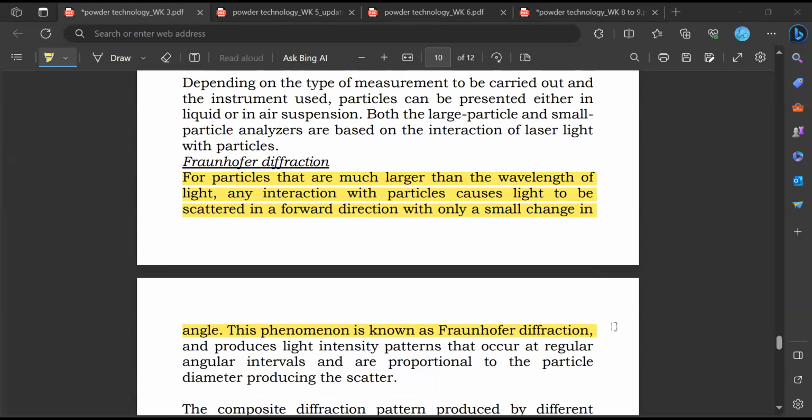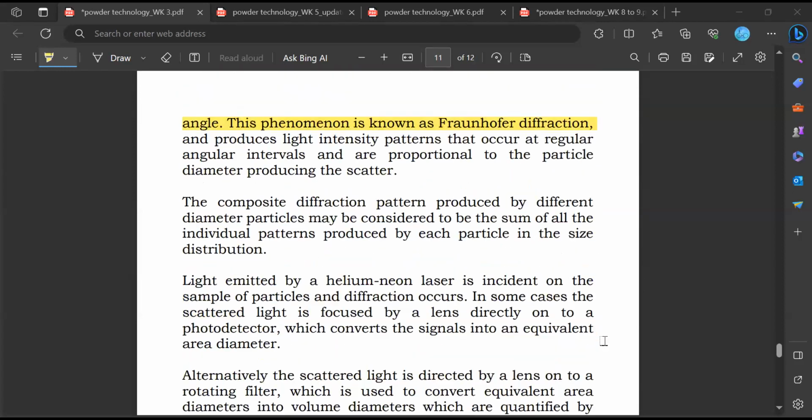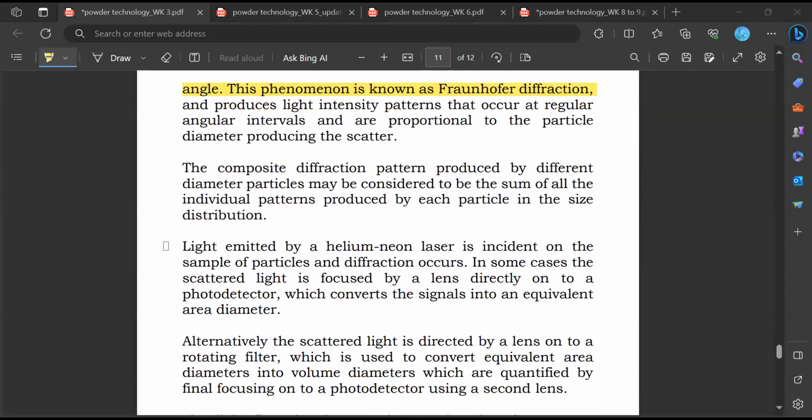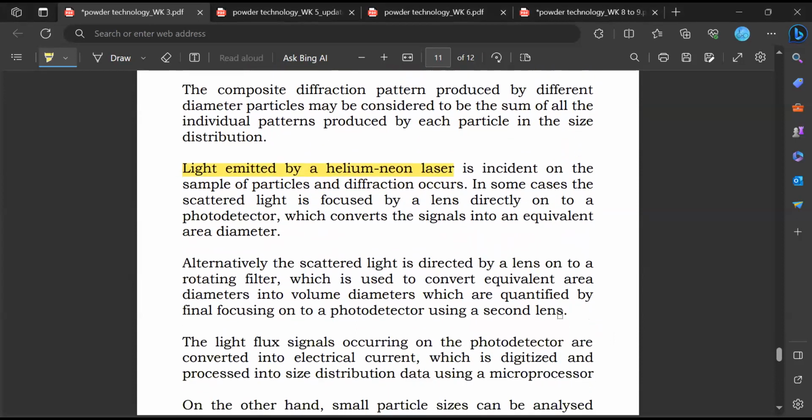So if the particle size is larger than the wavelength of light, once it hits the light, it will diffract the light, and you can determine the particle size from that. The light emitted is usually from a helium neon laser.